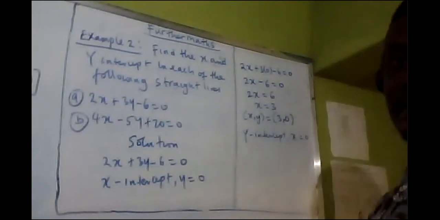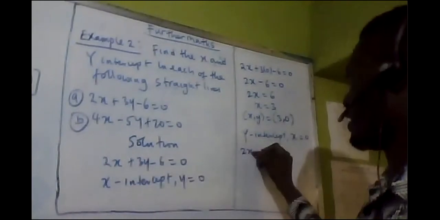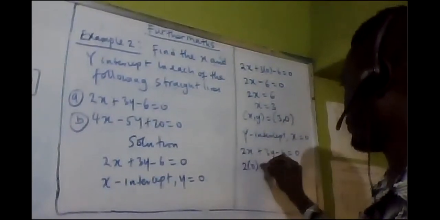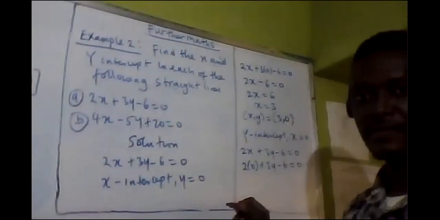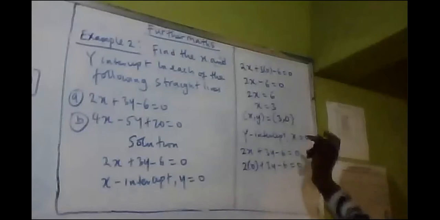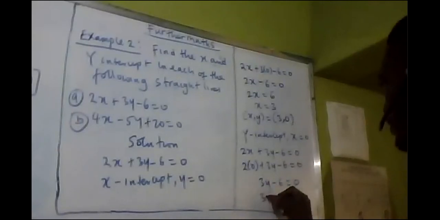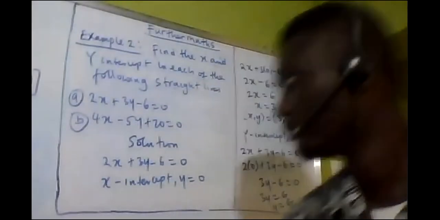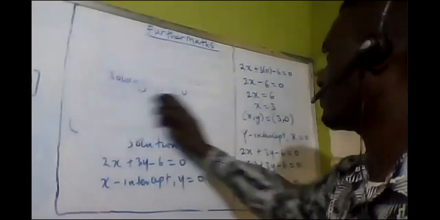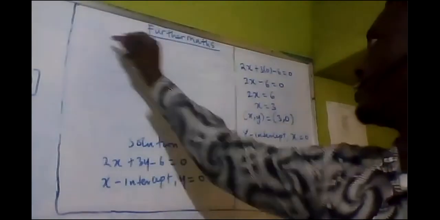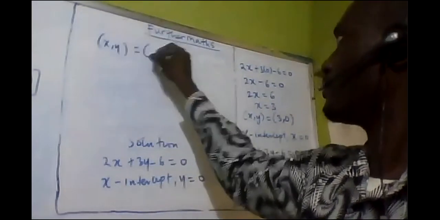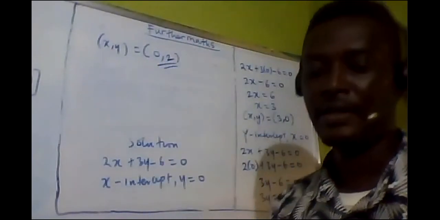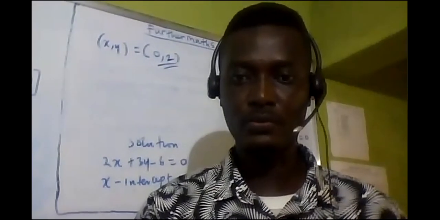To get the y-intercept, x will be equal to 0. Put x equal to 0 in the same equation, 2x plus 3y minus 6 equal to 0. So 2 into 0 plus 3y minus 6 is equal to 0. So 3y minus 6 is equal to 0, 3y is equal to 6, y is 6 over 3, which is 2. So for this particular one, our x is 0 and our y is 2. Those are our intercepts. Very simple and straightforward. Going to the next one.